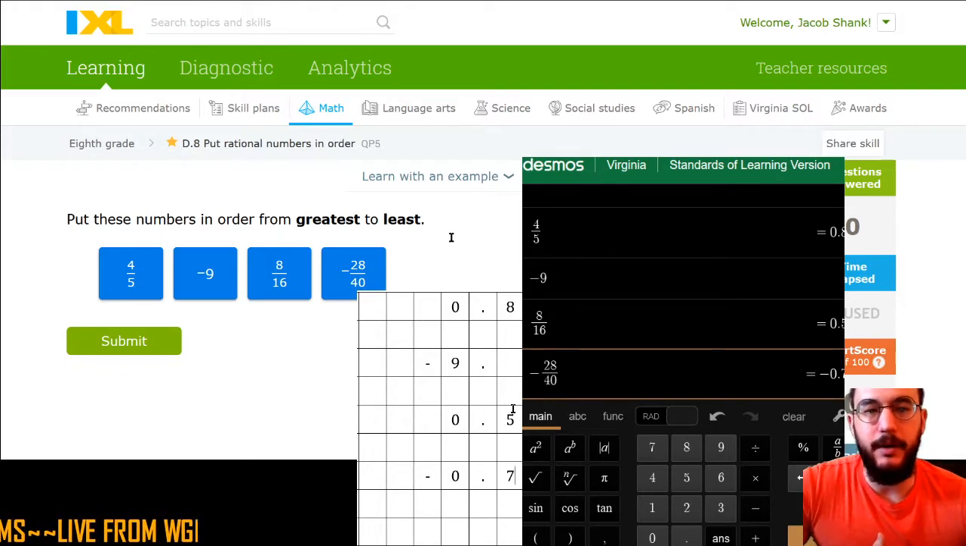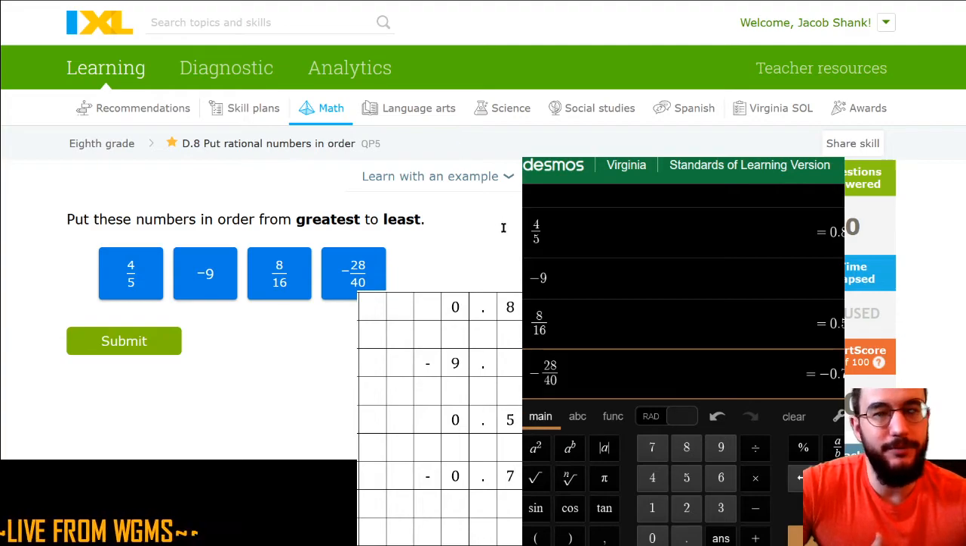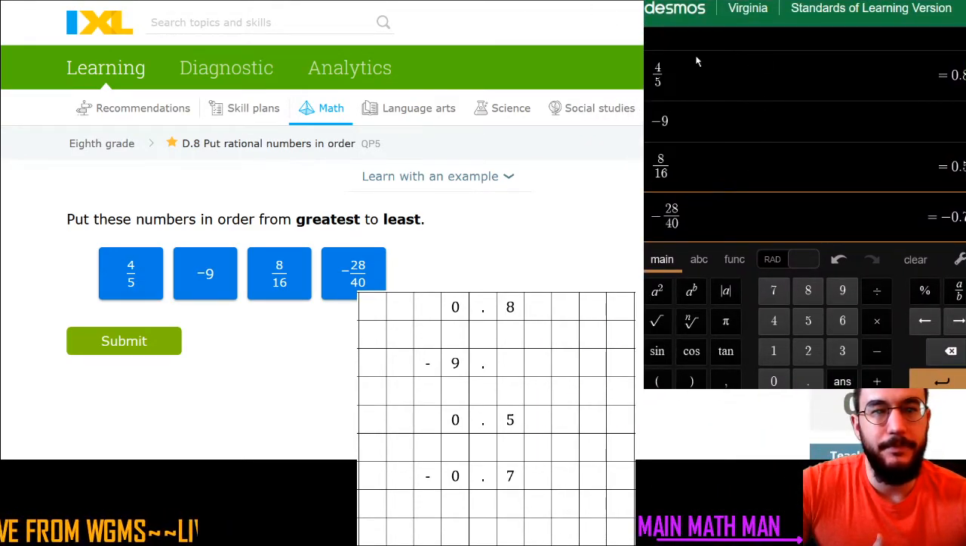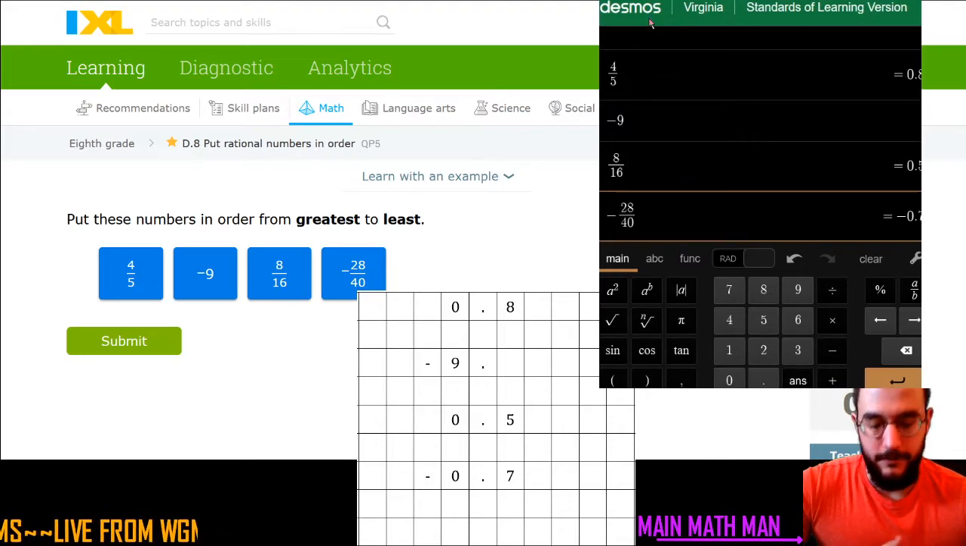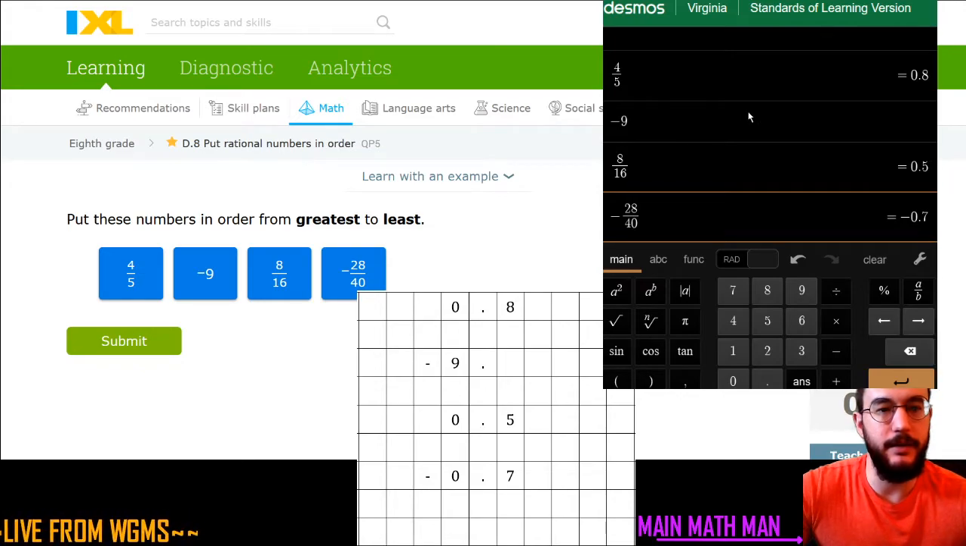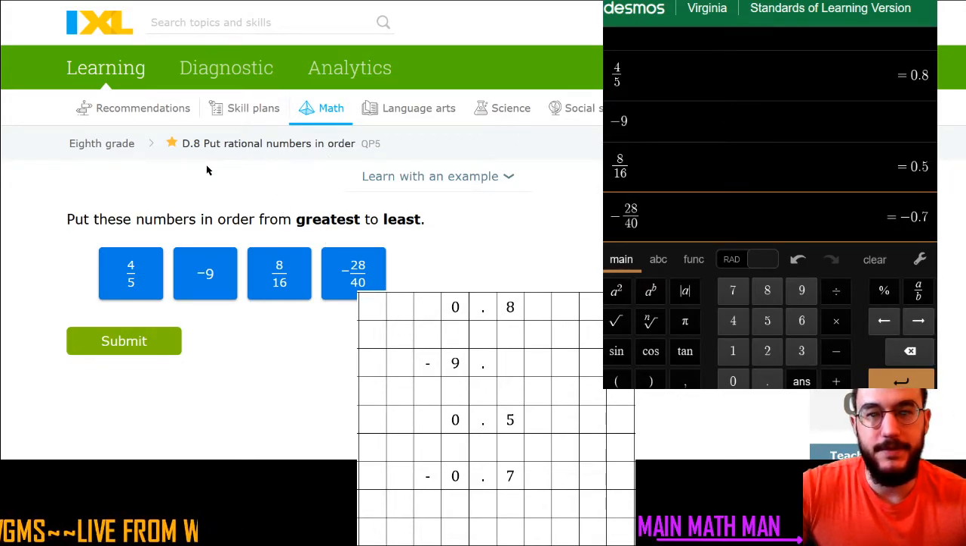I usually like to think of money. It's a good way to think about it. Which one's greatest, 80 cents or 50 cents? It would be 80 cents. So 80 cents needs to be first. Well, which one is that? In original form, that is our 4/5. Let me bring this out a little bit further. There we go. So that's going to be that 4/5. If we look at our IXL, this one's already in order. Normally you would be dragging and dropping those, but that one's already in order, so we're good.